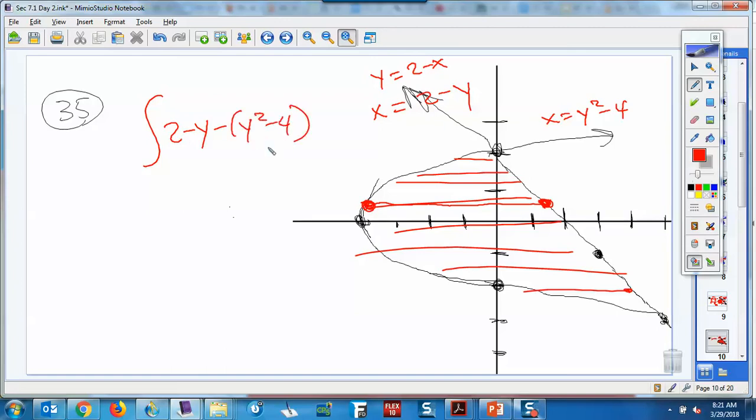The main thing you got to do is make sure you put parentheses in. So that's the length of this strip. This is the width of the strip. Multiplied together makes the area of the strip. The integral adds up all the strips from where? Way down here, which is what? -3, all the way up here to 2. And you should get 125 over 6.